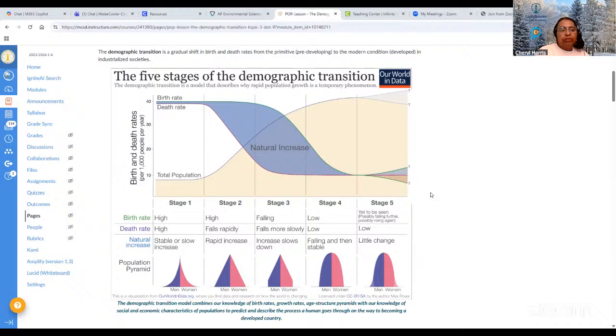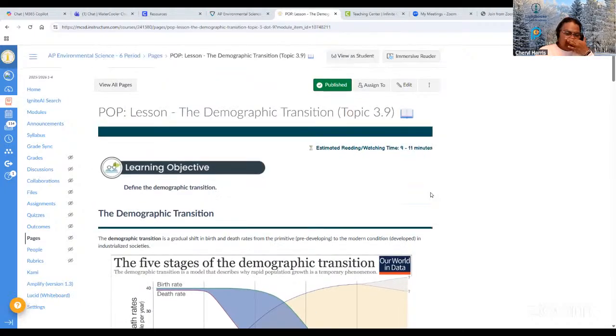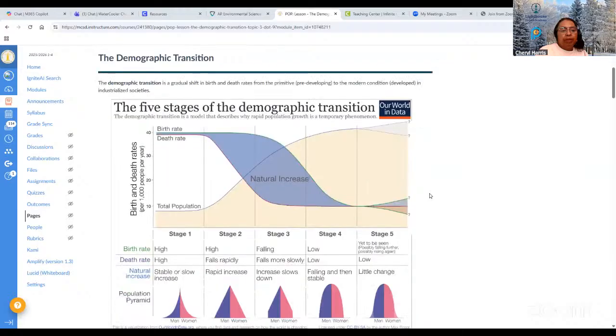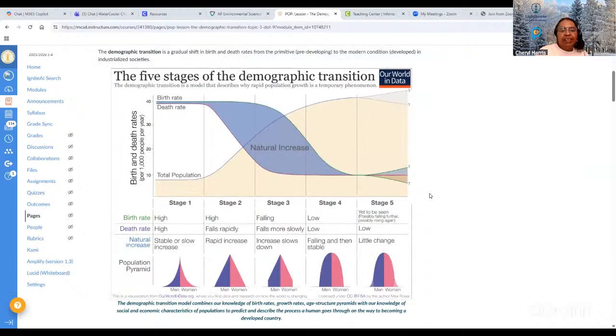All right, again, we're going to do 3.9 is where we are for today. Demographic transitions. There are 5 stages, and you do have to be able to read this graph. So he's going to go through this graph with you, explain what it means, what's going on. So give it a study while we wait.